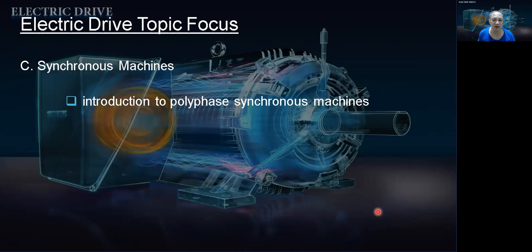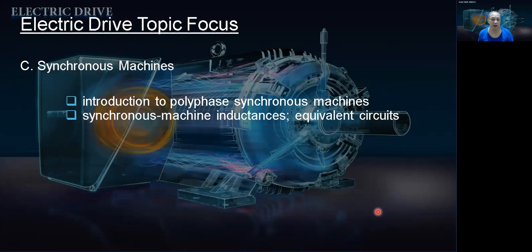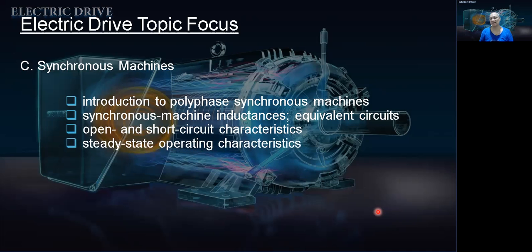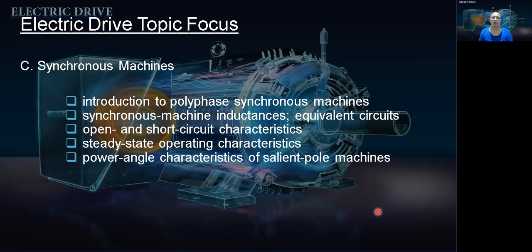And synchronous machines, and we go to AC machines, AC synchronous. We'll talk about the polyphase synchronous machines. Machines mean again motors and generators. And then the synchronous machine inductances, reactance, and the equivalent circuit of that. So if we want to calculate the real current, how can we see it as an electrical circuit? And we'll discuss it a lot. Open and short circuit characteristics, steady state operating characteristics. When it is in steady state, what we need to talk about. And also power angle characteristic of salient pole machines.